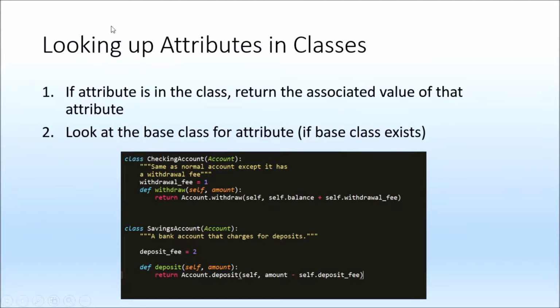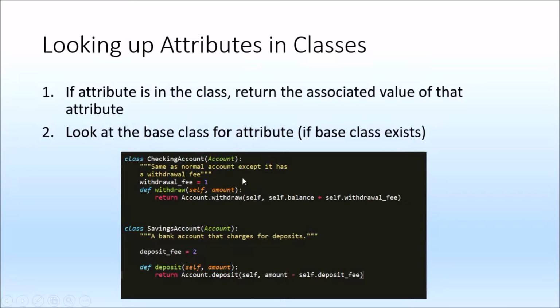And now, a little rule I want to talk about is that looking up attributes in classes can be a little different because we have inheritance. Basically, if the attribute is in the class, we automatically return the associated value of that attribute. So remember, we checked self.withdrawal_fee. If we had a checking account object and we checked what's self.withdrawal_fee, it's going to find the attribute immediately in here and return that. But if we have something like self.balance, there's no balance within the checking account class, but it's going to first check there anyway because that's where we're referencing it from.